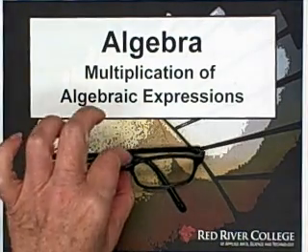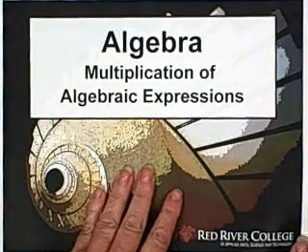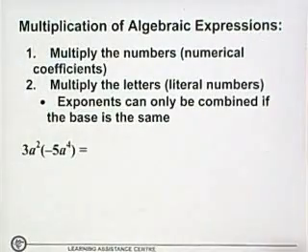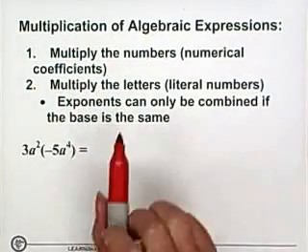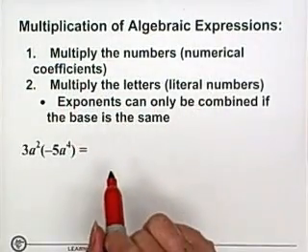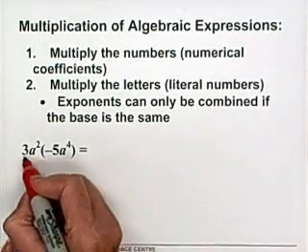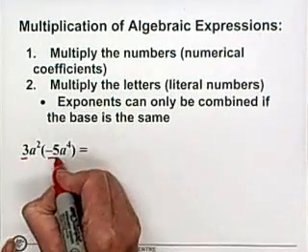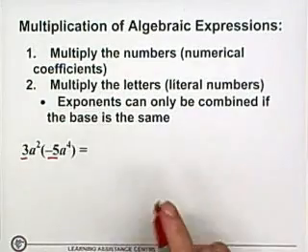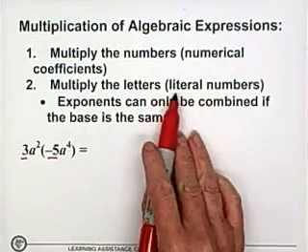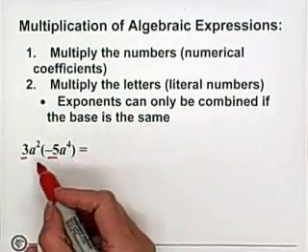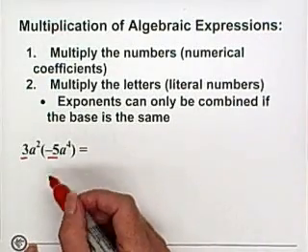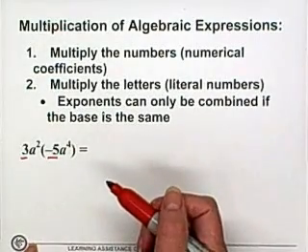Today we're going to look at a video on multiplication of algebraic expressions. When you're multiplying algebraic expressions, you have to pay attention to a couple of things. One of them is that you multiply the numbers, and that's called the numerical coefficients. So of course, the numbers are 3 and minus 5. You have to multiply those. You also have to multiply the letters, which are also called literal numbers. So here the letter is a squared, and we also have a to the fourth.